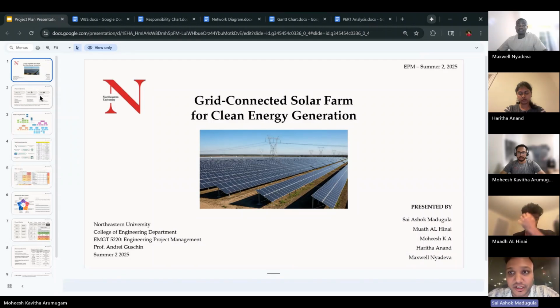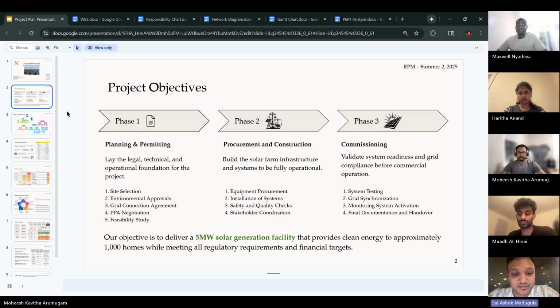I'm Sai Ashok. I'll be getting into the details of the project. So our main objective for this project is to deliver a 5 megawatt solar energy generation facility to power 1,000 homes in US. So we have divided our project into three main phases.